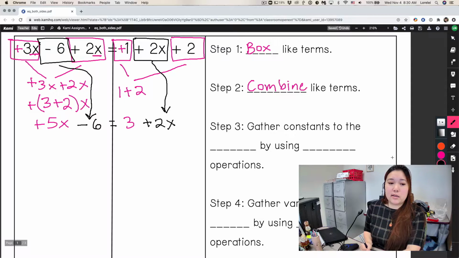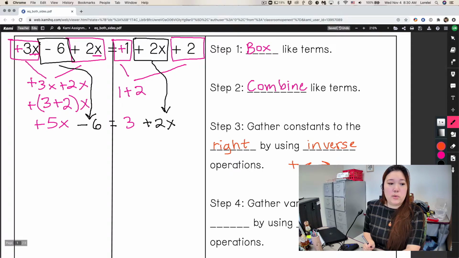Step 3 says we are going to gather our constants. Remember, our constants are the ones that do not have variables, so just a number by itself. So we're going to gather our constants to the right by using inverse operations. In this case, with inverse operations, we're using addition and subtraction. So if it's a positive constant, we'll subtract it to get rid of it, and if it's a negative constant, we'll add to get rid of it.